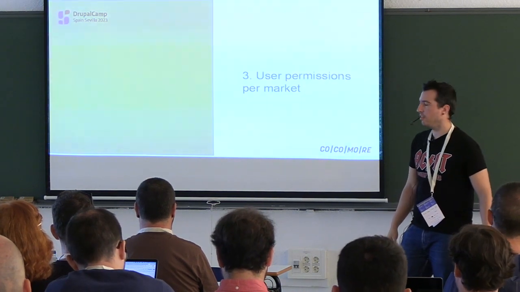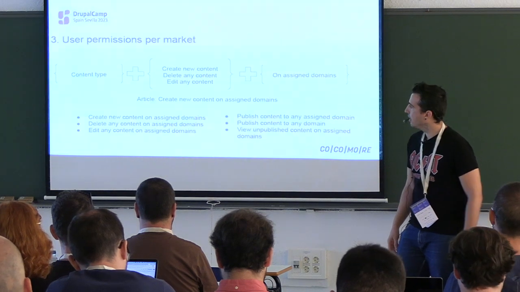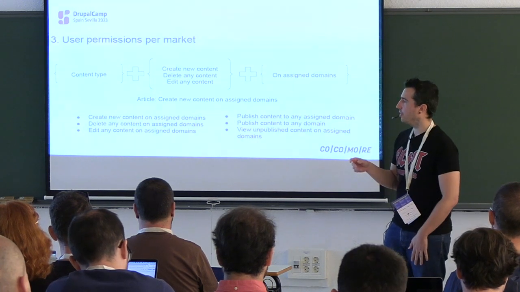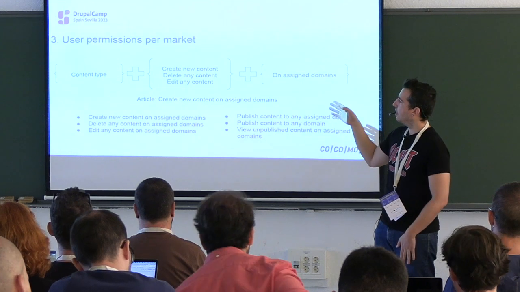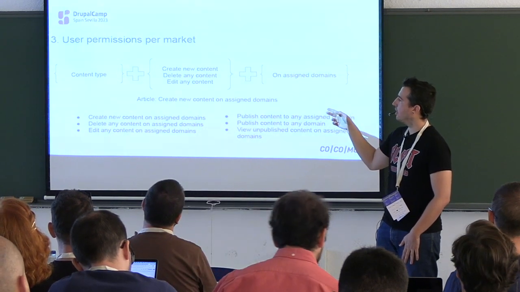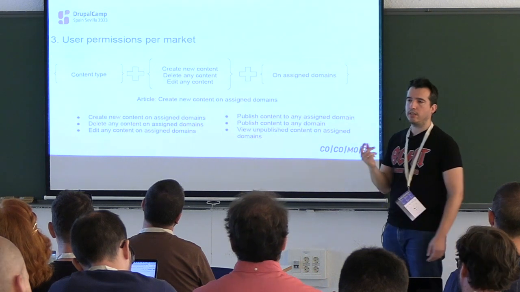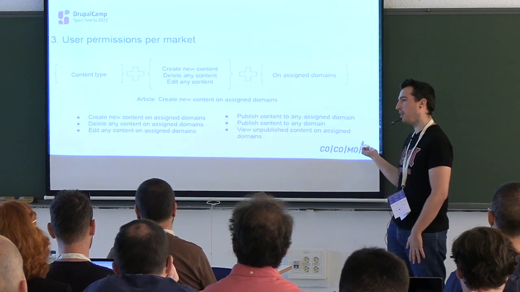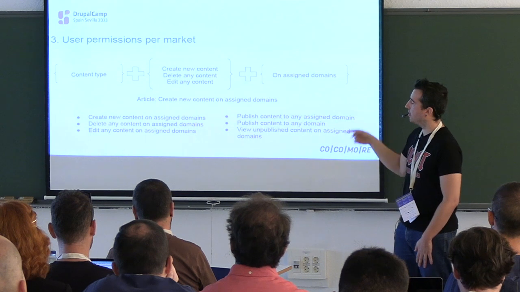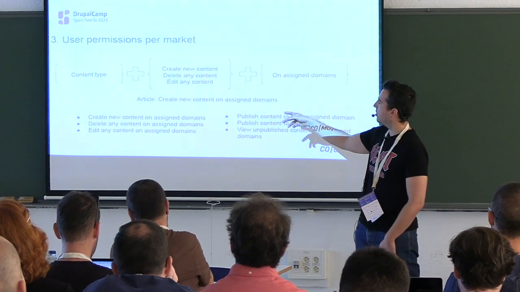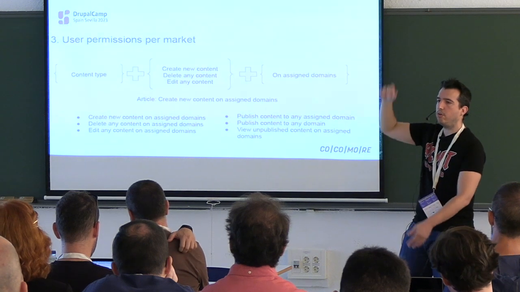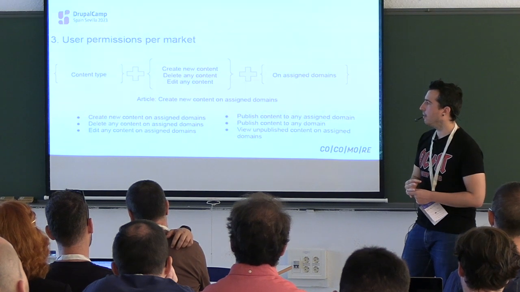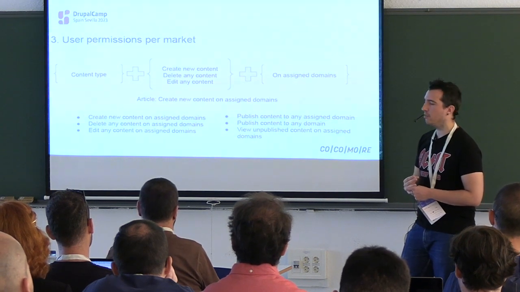Next point on setting up the routes is user permissions per market. By default, the module has permissions per content type: create new content, delete any content, edit any content, and on assigned domains. On assigned domains is the key, because you are able to assign editors to concrete markets, to concrete domains, right? An example is article, create new content on assigned domains. So you will see a long list with all your content types, each with a row like that, right?